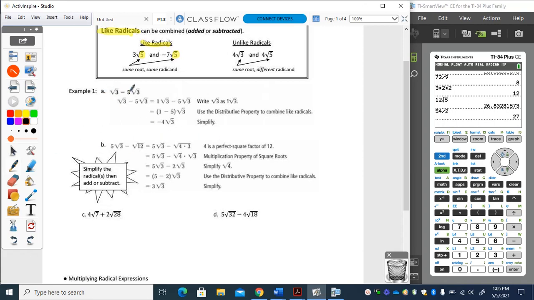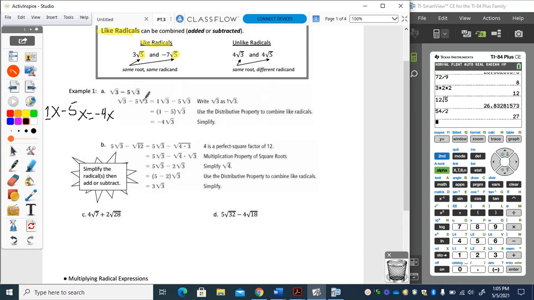We can combine them. Now, when they have the same radical, it's much like combining like terms. So if I gave you x minus 5x, what would you do? Well, you knew there'd be a 1 there, and then you do 1 minus 5. What's 1 minus 5? Negative 4, so we're left with negative 4x. Now let's see how that applies.